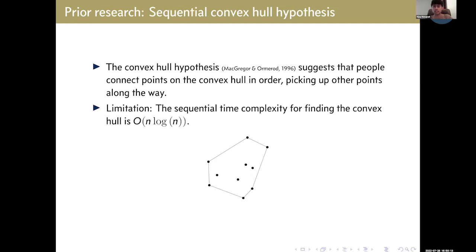The next hypothesis is the convex hull hypothesis. A convex hull is the set of points that encloses all other points in a stimulus or a set of points. And so the convex hull hypothesis suggests that people connect the points on the convex hull in order and then pick up other points along the way when they're close. One limitation of this hypothesis is that the time complexity is greater than linear. It's O(n log n), which does not necessarily match with humans.